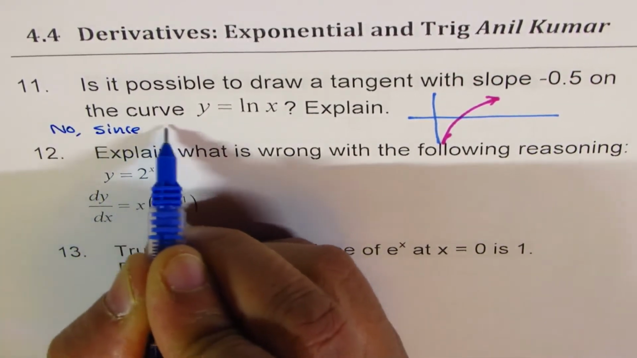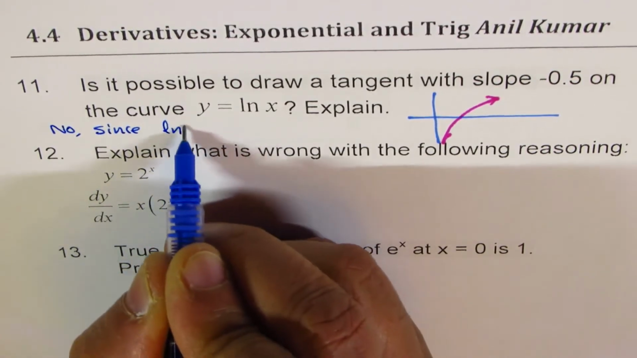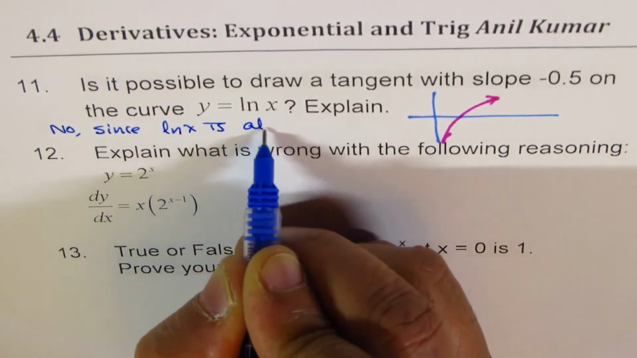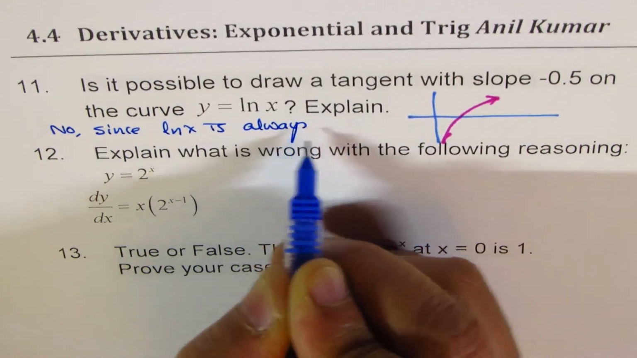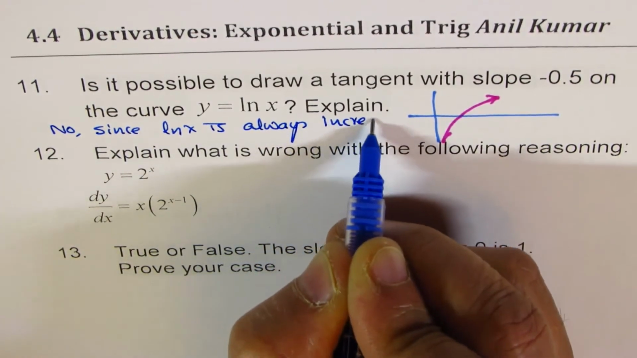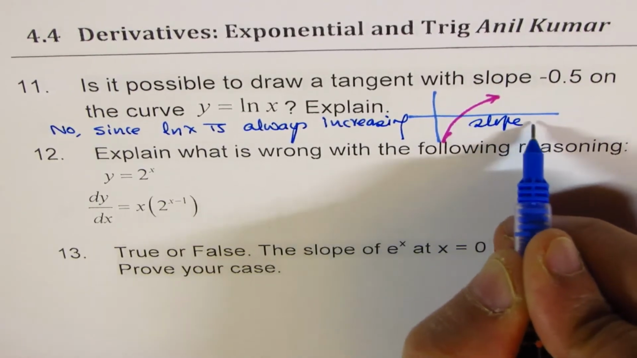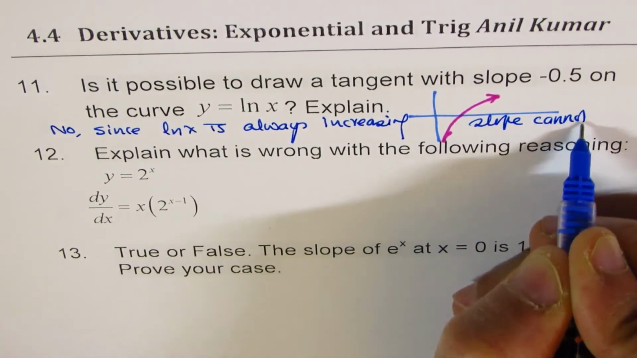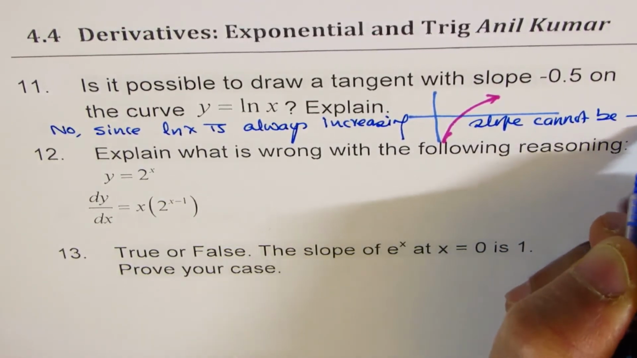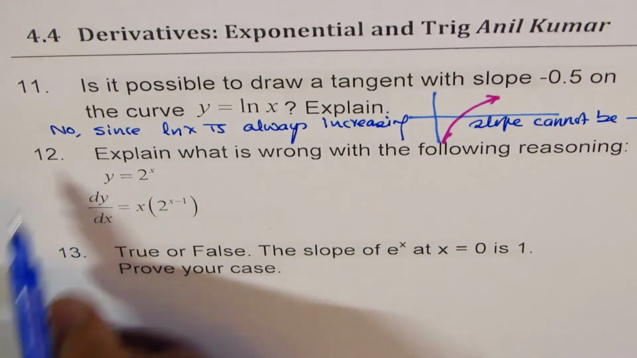Since ln x is always increasing, slope cannot be negative, right? Cannot be negative, right?